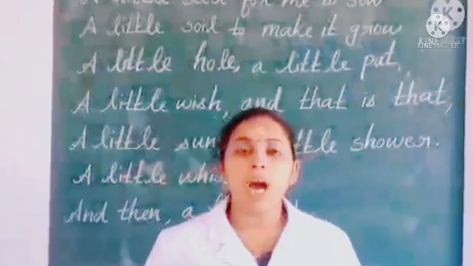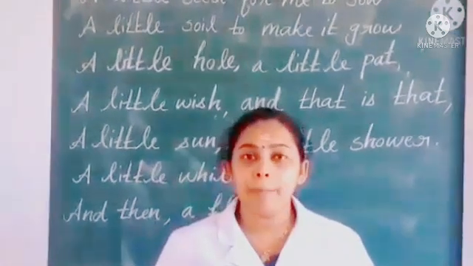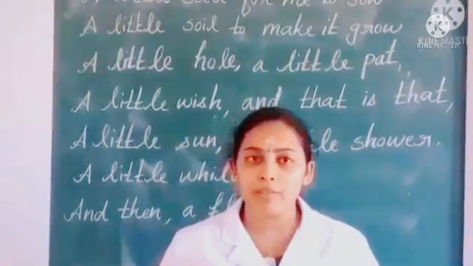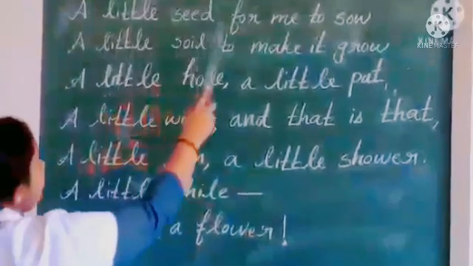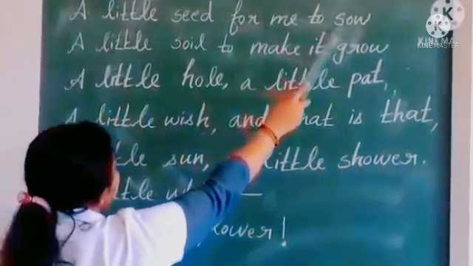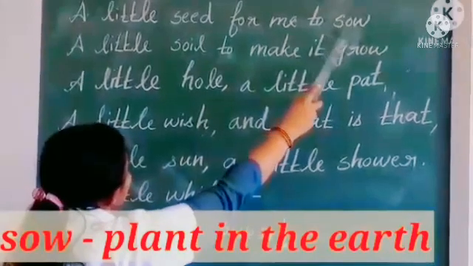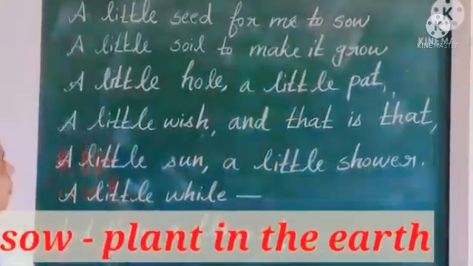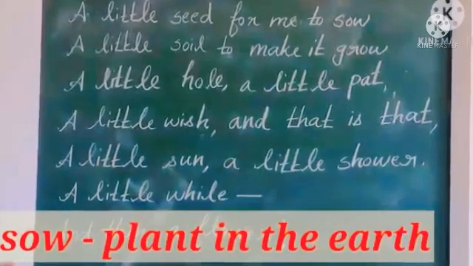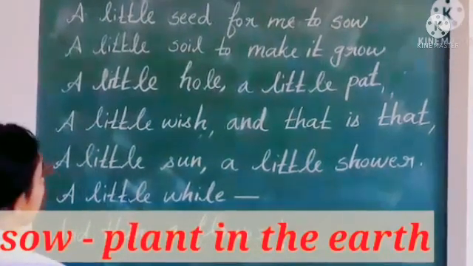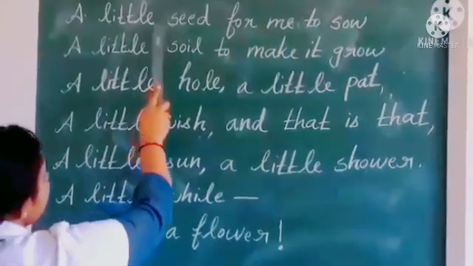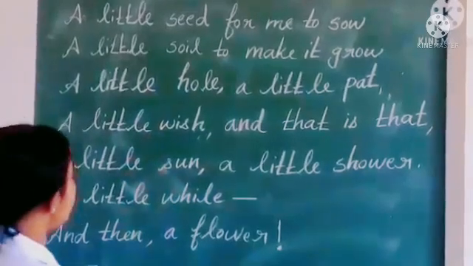We are talking about how a seed becomes a plant and how it gets a flower. So the first line, a little seed for me to sow. What's the meaning of sow? S-O-W. Sow means plant in the earth. We can plant anything in the earth. First we need to plant the seed in the earth.